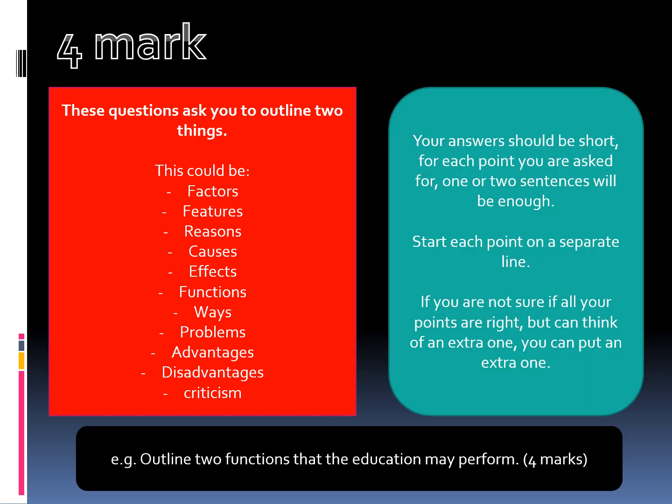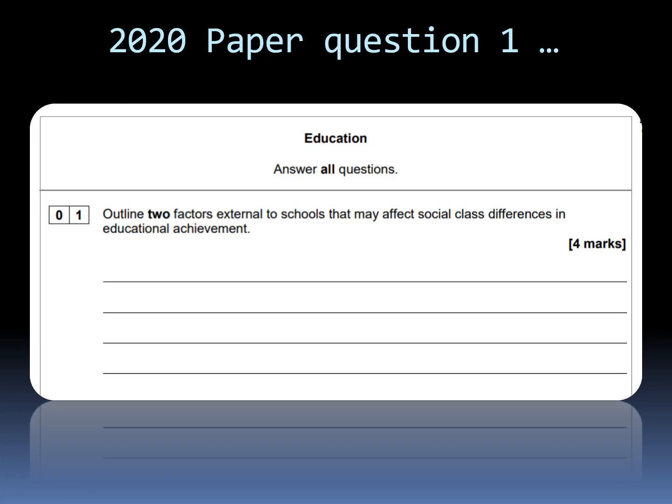Your answers should be short for each point that you ask for. 1 or 2 sentences is enough. New point, new line. And if you're not sure if all your points are right, but can think of an extra one, you pop that down. The examiner will mark everything that is correct. On a 4-mark question, you should be spending 1.5 minutes per mark. So that is roughly 6 minutes on question 1. However, you might answer it a little bit quicker than that, and you want that extra planning time for the longer questions. So this is the question that we're going to be looking at.